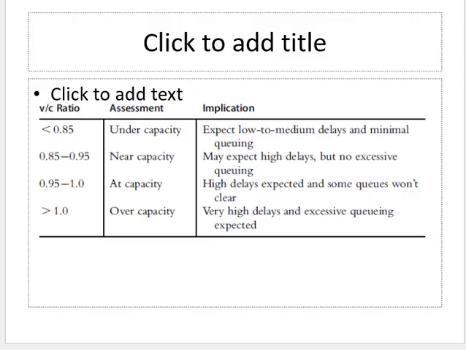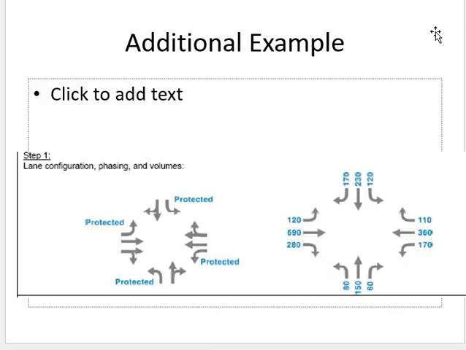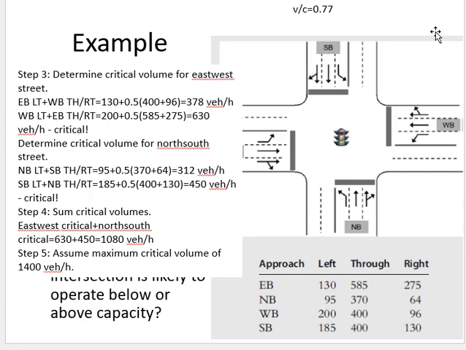If I go to this table, then under capacity conditions, the queue is minimum and the delay is low. Clear? Good.